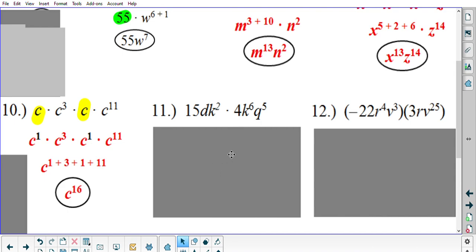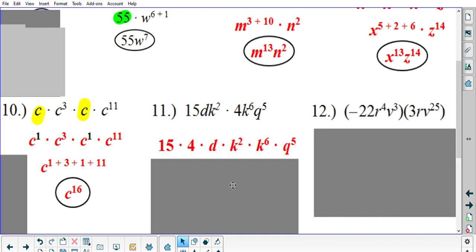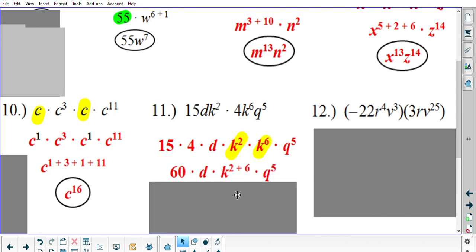Problem number 11. The 15 and the 4 were not like bases, and they had no exponents. We're just going to use our commutative property and put them here on the left. The d was the only d that we saw, so that is not a like base with any of the other variables. We do have like bases with the k to the second and the k to the 6th. So I'm going to put them next to each other using my commutative property of multiplication. And now I can use the shortcut that I learned for multiplying like bases. I can take the k to the second times k to the 6th and actually add their exponents.